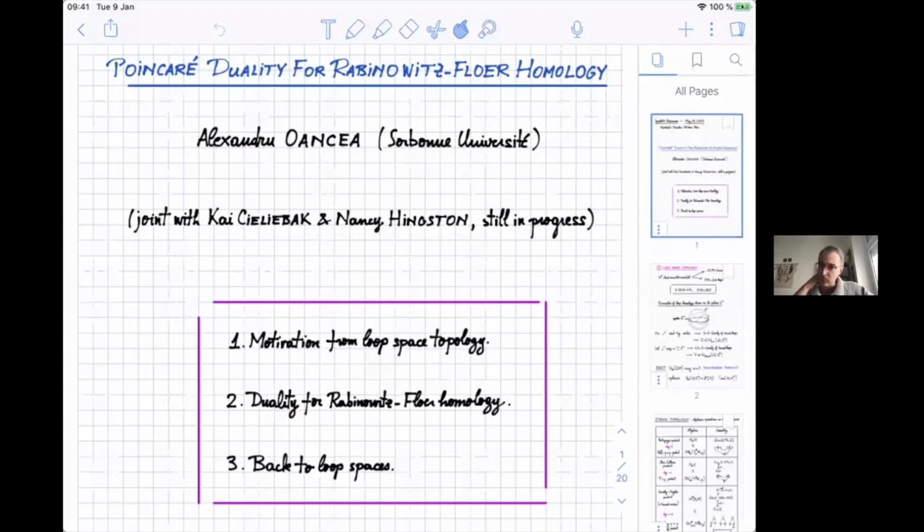The plan of the talk is to first give some motivation from loop space topology. This is actually how the whole project started, from loop spaces. Then explain a theorem which has purely symplectic content, and it's a duality theorem for a Floer-type homology group called Rabinowitz-Floer homology, and then go back to loop spaces.